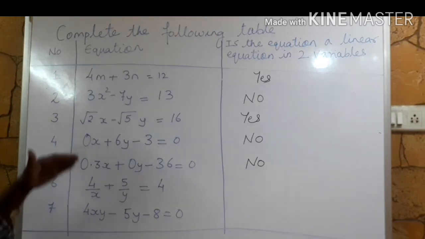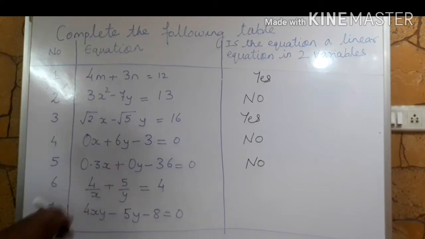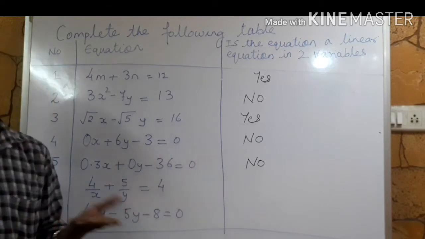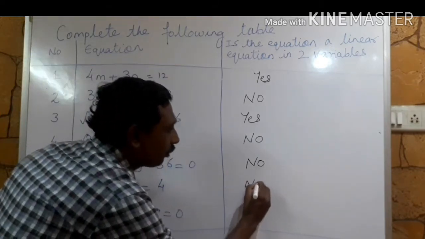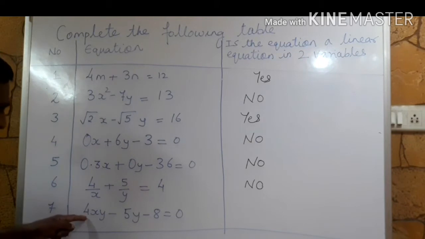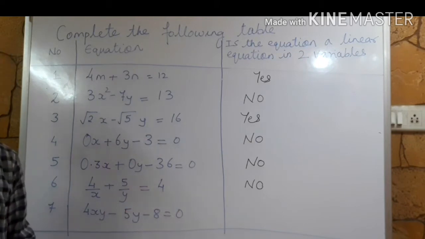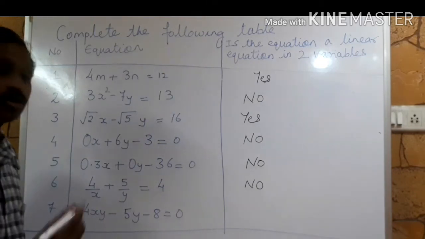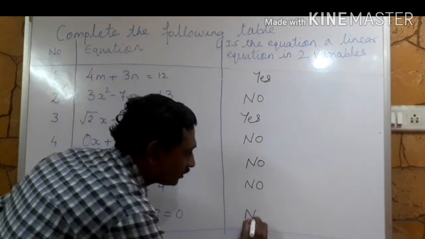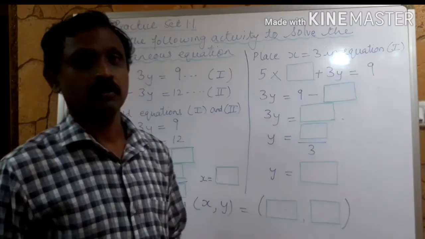Here, sixth one. 4 upon x plus 5 upon y is equal to 4. Here we get a product of xy, which is also not a linear equation in two variables. Next, 4xy minus 5y minus 8 is equal to 0. Again we get the product xy here, which is not a linear equation in two variables.